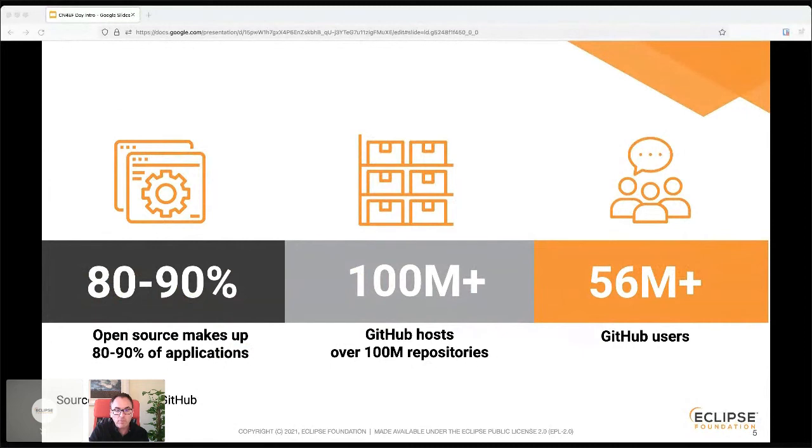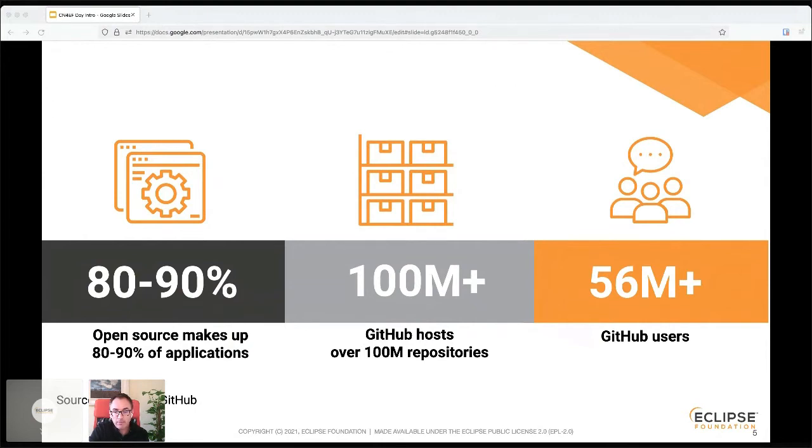And here are just some numbers that are a few years old. This was according to a Forrester Wave survey on software composition analysis of open source. And 80 to 90% of applications running out there today are made up of open source code.